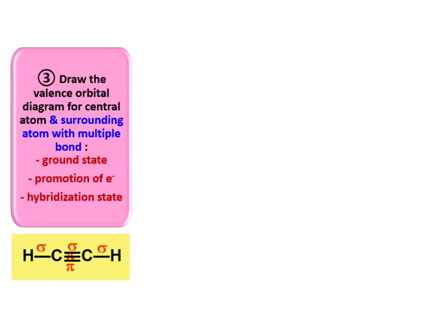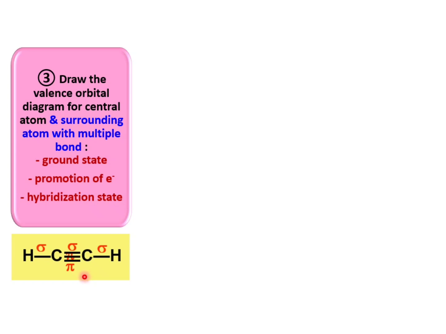Step number 3, draw the valence orbital diagram for the central atom and surrounding atom with multiple bond. Okay, so sekarang kita tidak ada surrounding atom with multiple bond. Yang kita ada cuma carbon, which is 2 central atom. Hydrogen dengan carbon tidak membentuk multiple bond. So tidak perlu buat valence orbital diagram. So oleh kerana carbon dengan carbon dekat sini, dia punya electron group sama, type of hybridization sama. So kita hanya buat sekali sahaja.